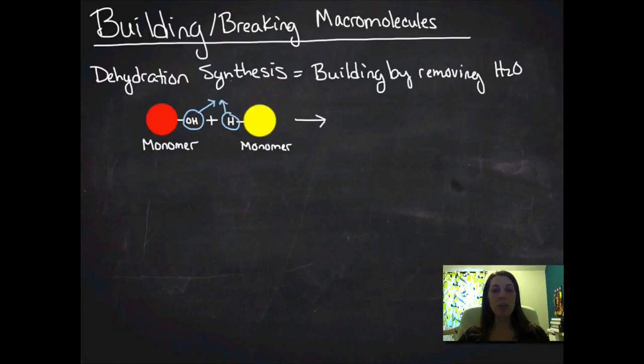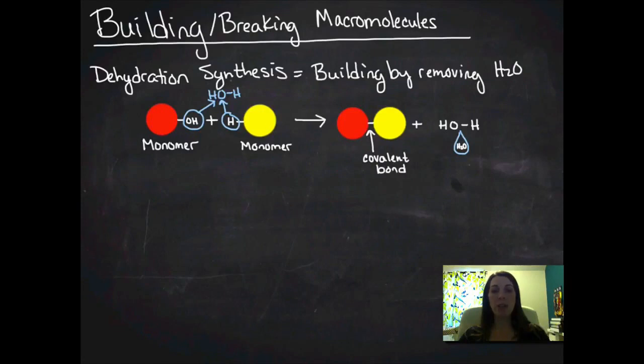So I'm going to take those 2, and that's going to form HOH, which for those of you paying attention is water, and that's going to give me 2 monomers that need to form a bond. So they're going to bond to each other plus HOH. So that's my water, and there is the covalent bond that I've formed, and that's dehydration synthesis.